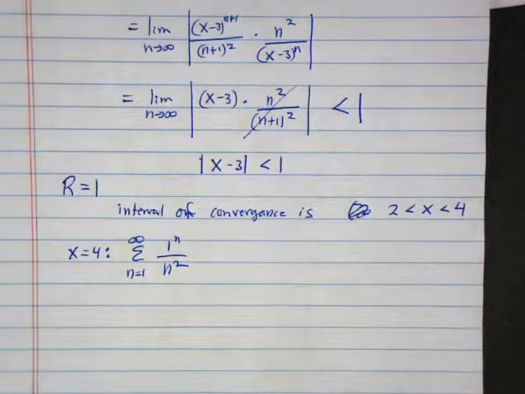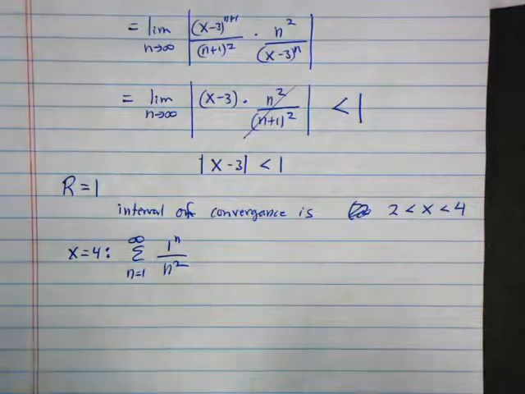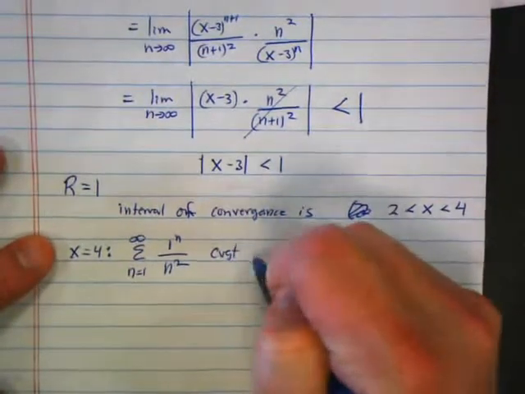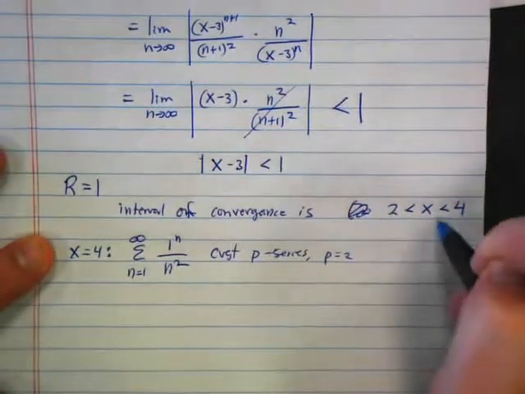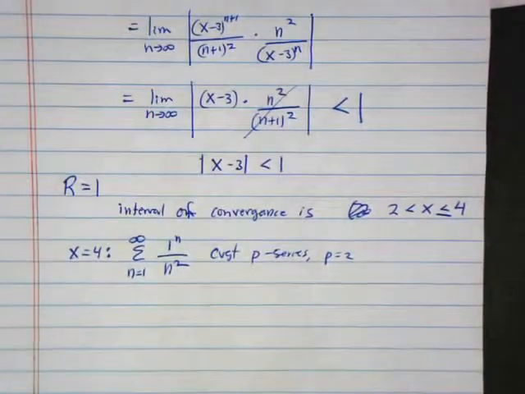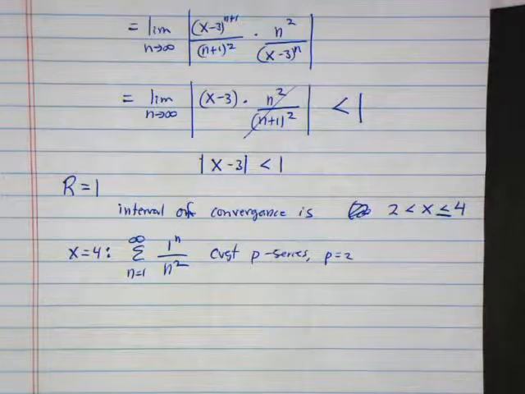Converge or diverge? Well, what's 1 to the n? What's 1 to any power? 1. So that's just 1 over n squared. What can you tell me about 1 over n squared? Converges. How come? It's a convergent p-series. P equals 2. So, I can put an equal to on the 4. I can plug in 4 and that series will still converge.